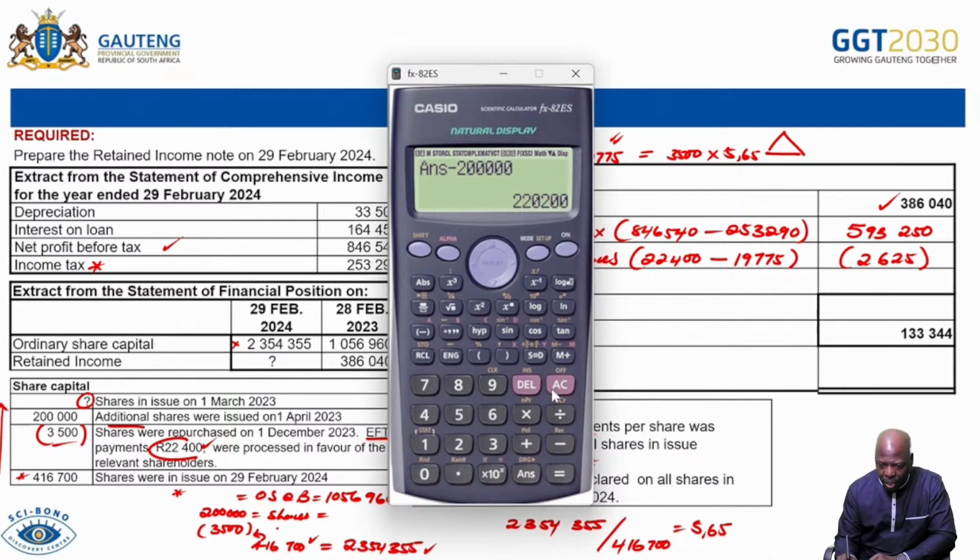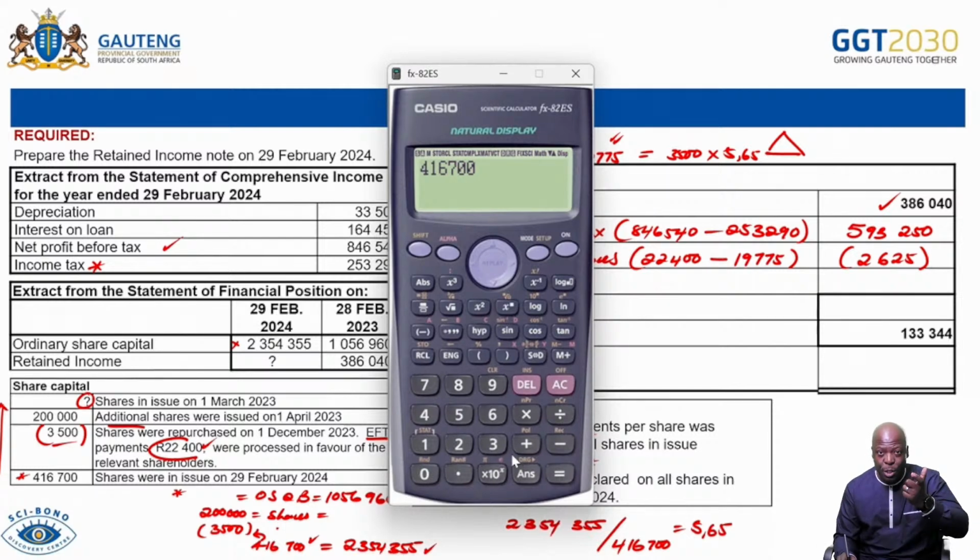200. Let's do that calculation again. Remember, we want to know how many shares were there at the beginning. So I'm going to start it again. It's 416,700. You with me now this time?